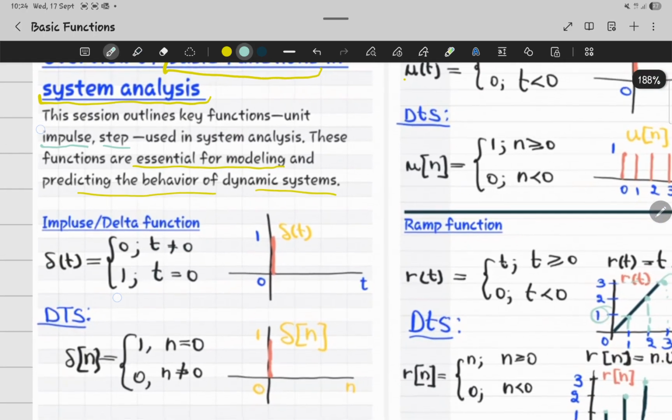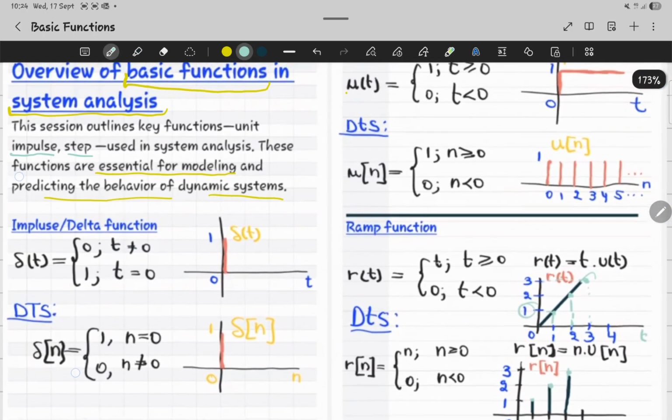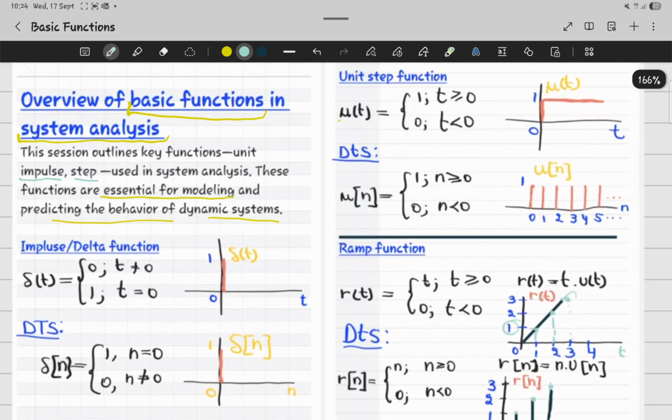Okay, so let me just show you what we get from the impulse or delta function. This is how we present it in the t domain, and this is how we present it in discrete mode. Okay, so this graph you see here is the representation in the time domain of delta, and this one is how we present it in the s domain. Okay, and even the equations that you see there.